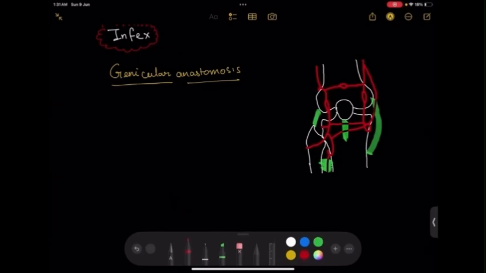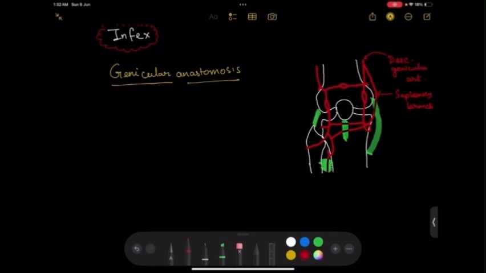Okay, so let's get to the markings. First, we mark the arteries. This one is descending. It's the descending genicular artery. You have to know the names of these arteries, very important. This is the saphenous branch of the descending genicular artery. In some books, they will say it's the saphenous artery. You can write saphenous artery, or you can also write the saphenous branch of the descending genicular artery.